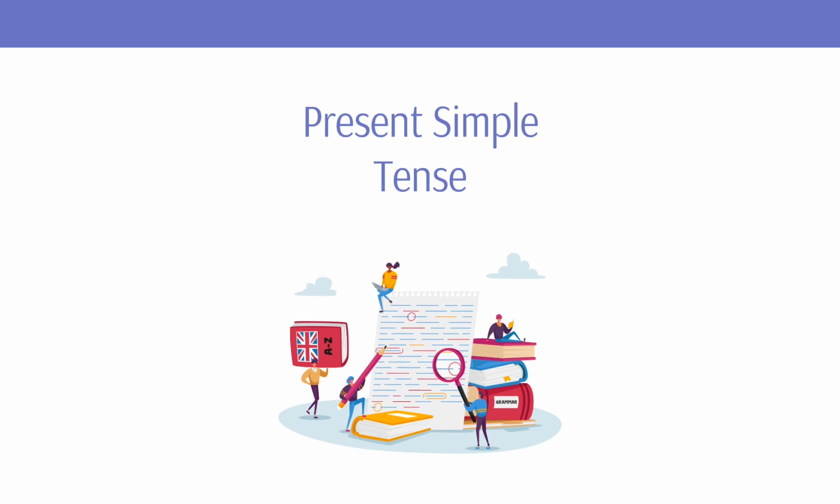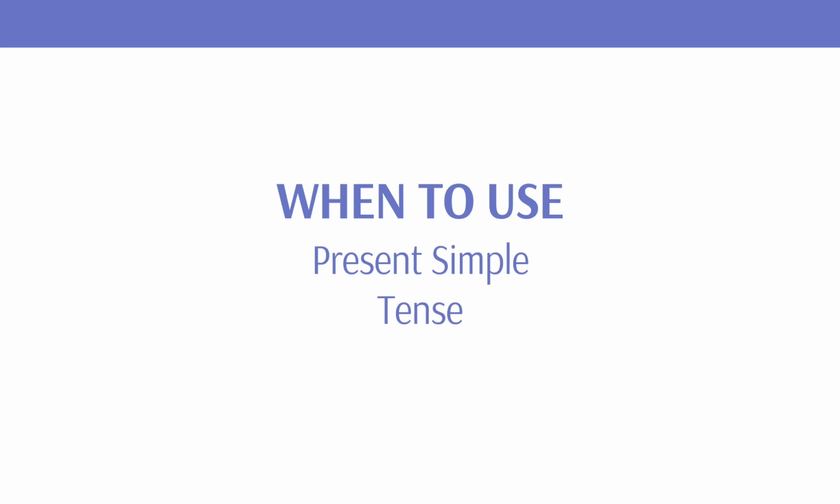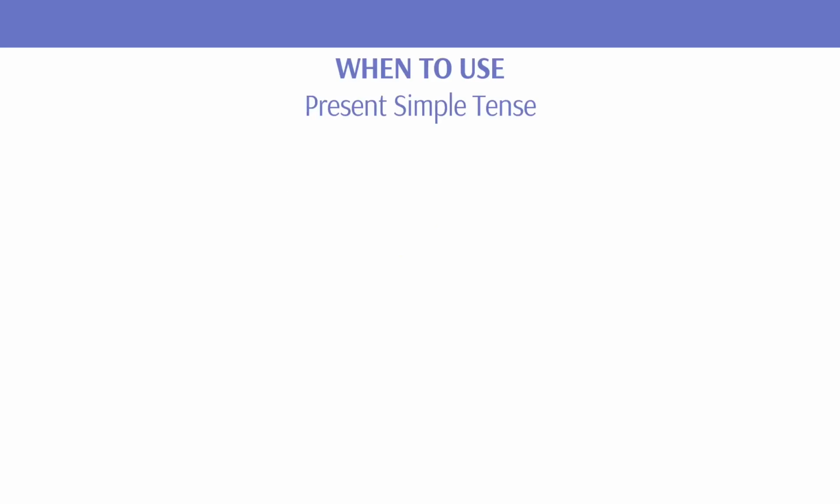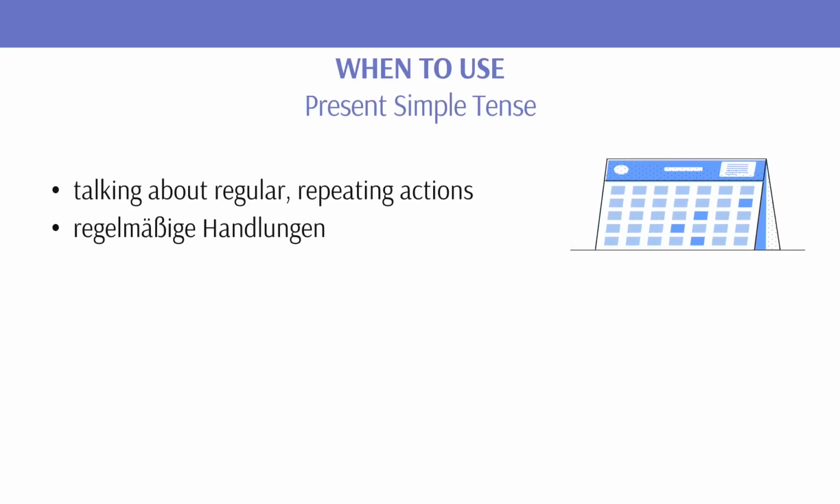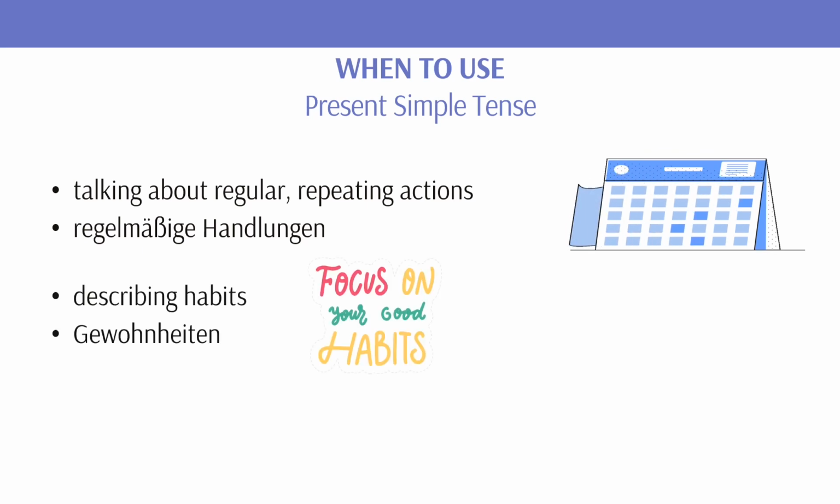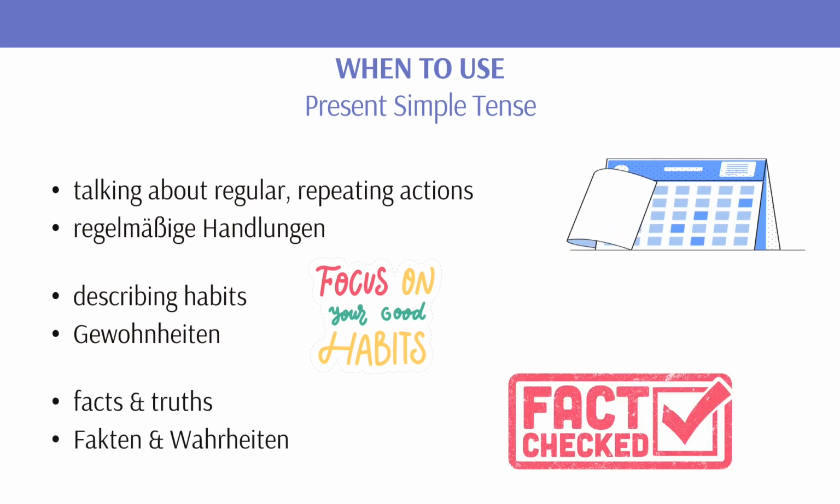This video focuses on the present simple tense. In diesem Video geht es um present simple tense. When do we use present simple tense? Wann benutzen wir present simple tense? We use present simple tense when talking about regular, repeating actions, Handlungen, die regelmäßig stattfinden im Präsens. We use it to describe habits, Gewohnheiten, and facts and truths, Fakten und Wahrheiten.